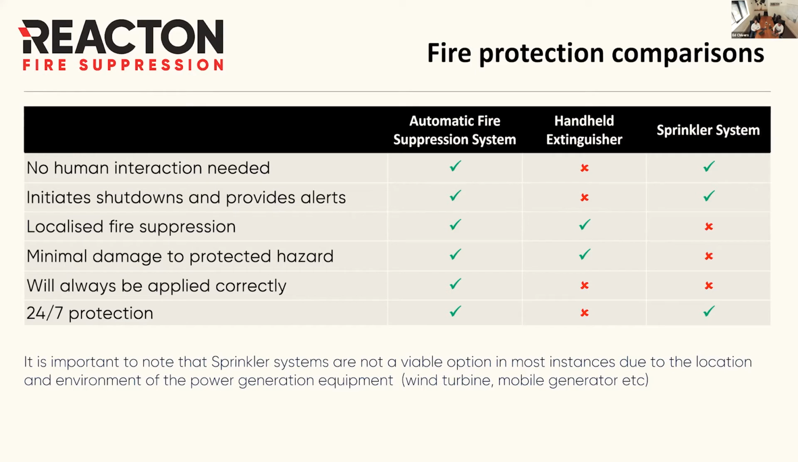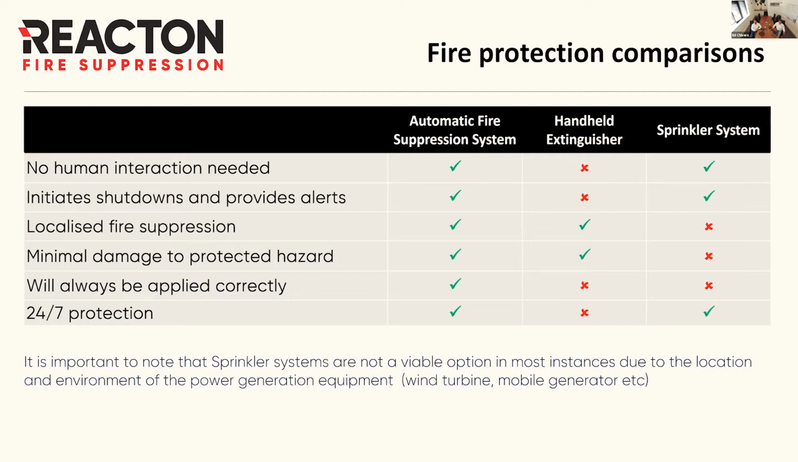But what I wanted to show is that the automatic fire suppression system doesn't need any human intervention to work. It can automatically provide shutdown and alerts and notifications to people. It's suppression exactly where the fire starts, and that can be as detailed as going into the electrical panel inside the wind turbine. So we could go right down to a very low level of protecting it right at the source. Minimal damage.